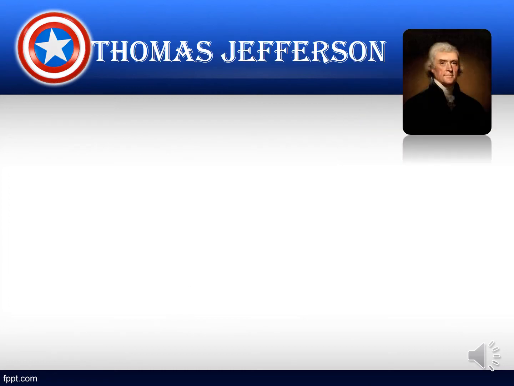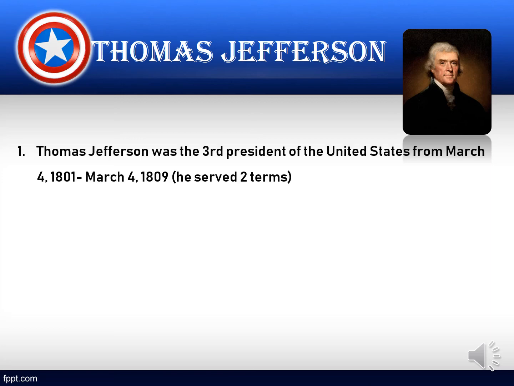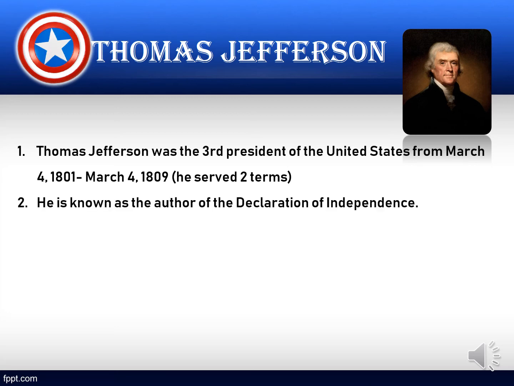Thomas Jefferson, presented by me, Mrs. Aponte. Thomas Jefferson was the 3rd president of the United States, and those are the dates that he served 2 terms. He is known as the author of the Declaration of Independence. The Declaration of Independence is a document that explains why the 13 colonies were at war with Great Britain, and it explains how the 13 independent sovereign states no longer were going to be under British rule. And it was signed on July 4th, 1776, which is why every year on the 4th of July we celebrate Independence Day, because that's the day we became independent from Great Britain.